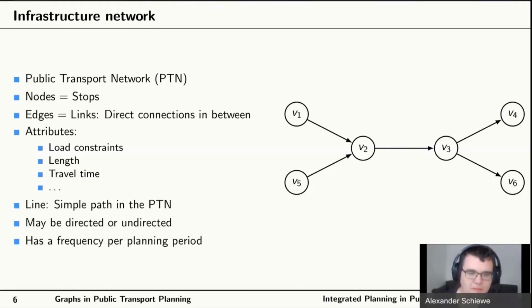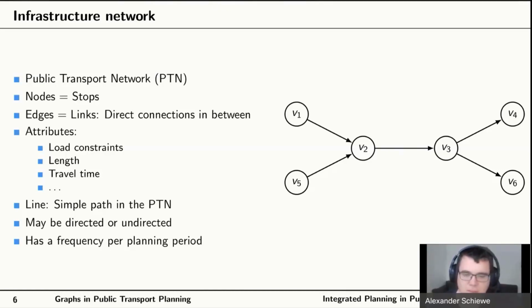The first things are the lines. Markus already gave a definition or an idea of what a line is. For us now, a line is just a simple path in this infrastructure network. It's a combination of links driven one after another and needed to be served by a single vehicle at the same time. So we cannot change vehicles in between within a line.